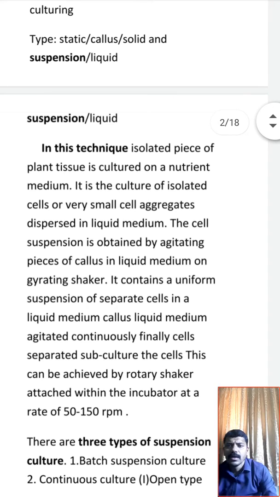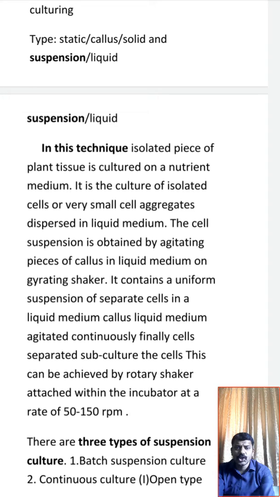Now there are two type of tissue culture: suspension culture, that is called liquid culture or fluid culture, or another one is static or callus or solid. So first we will see the definition of two terms, callus and explant.